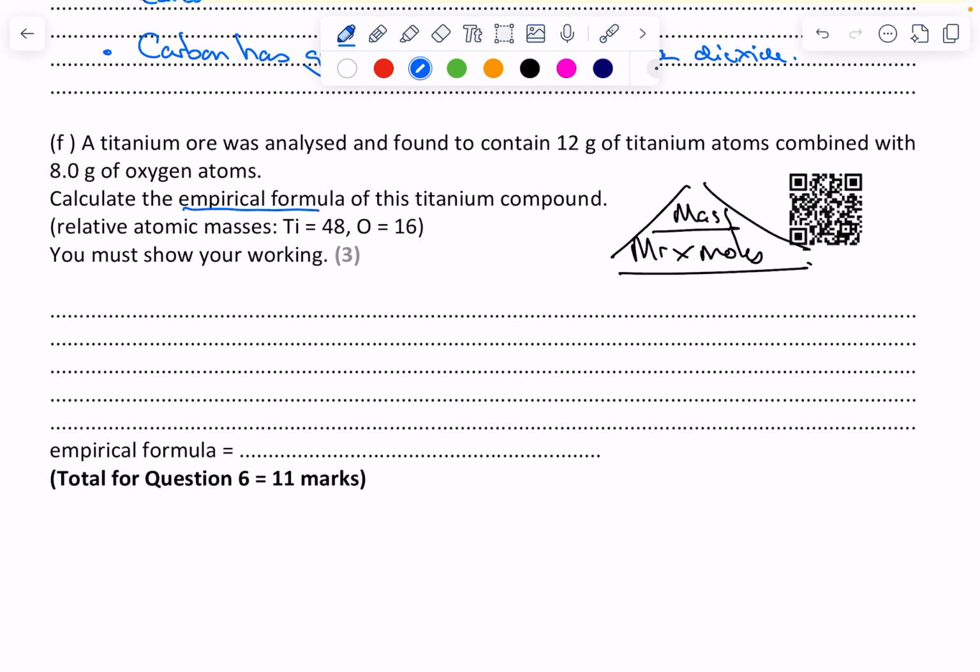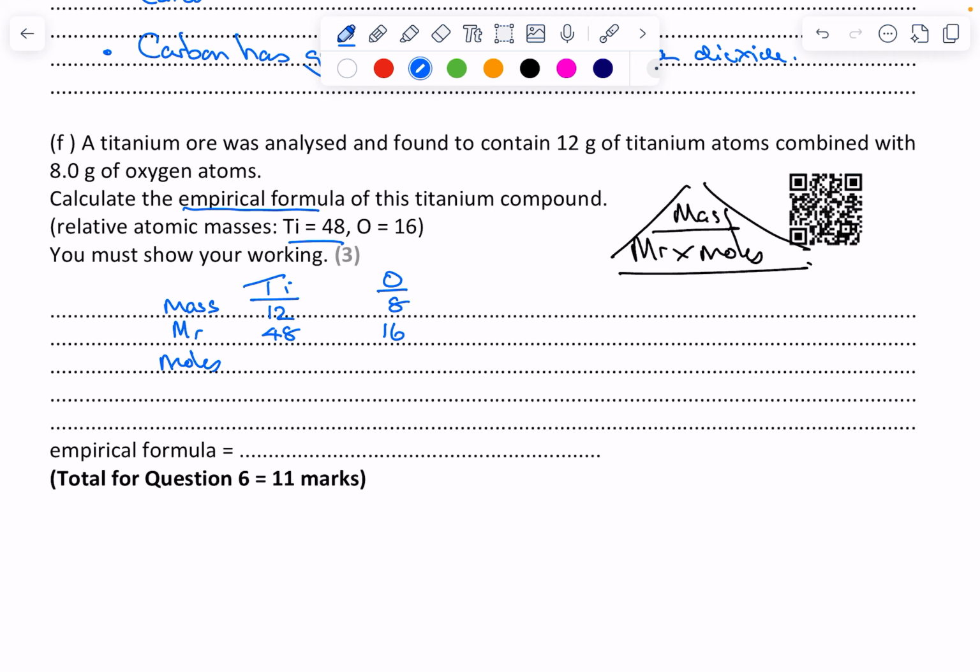Last question wants us to calculate the empirical formula. So titanium was analysed, and it contained 12 grams of titanium and 8 grams of oxygen. So there's my titanium, and I've got 12 grams of titanium. So let's put oxygen and put 8 grams of that. Mr for titanium is 48 and the oxygen is 16. So what I need to do now is use the Mr to help me work out the moles. So I've got the mass and I've got the Mr, so I can find out the moles.